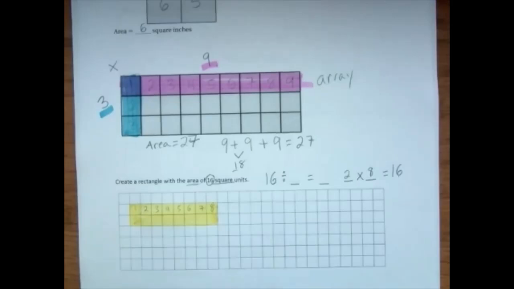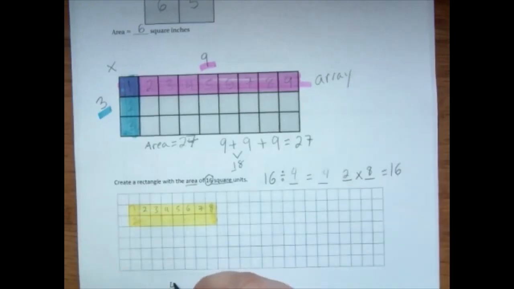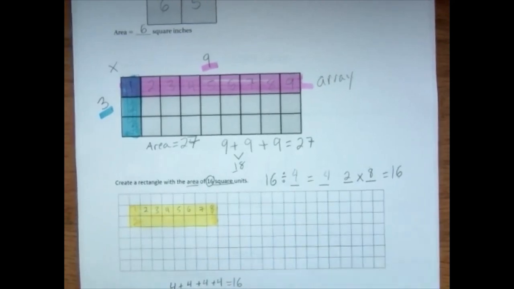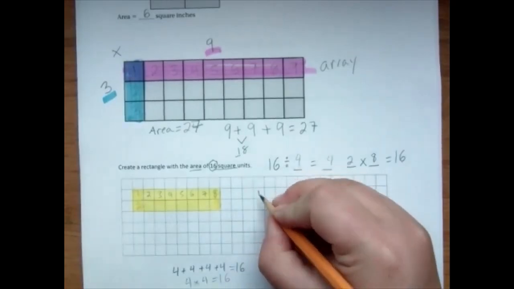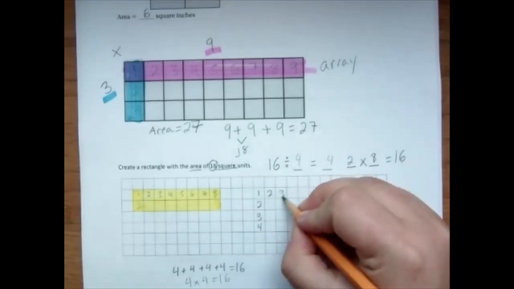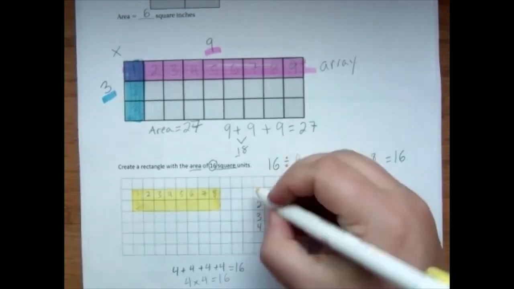If we did 16 divided by 4, we would come up with 4. 4 plus 4 plus 4 plus 4 is equal to 16. So that would make it 4 times 4 equals 16. So I can do another shape. 1, 2, 3, 4. 1, 2, 3, 4. That has 4 columns and 4 rows. And then I can color that in.